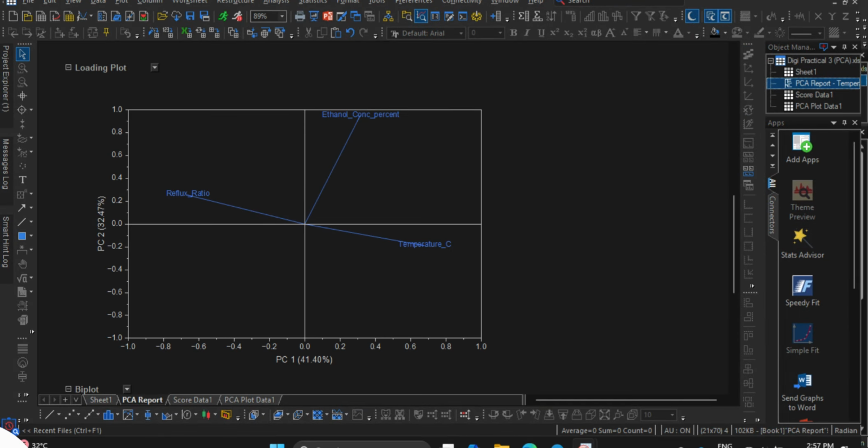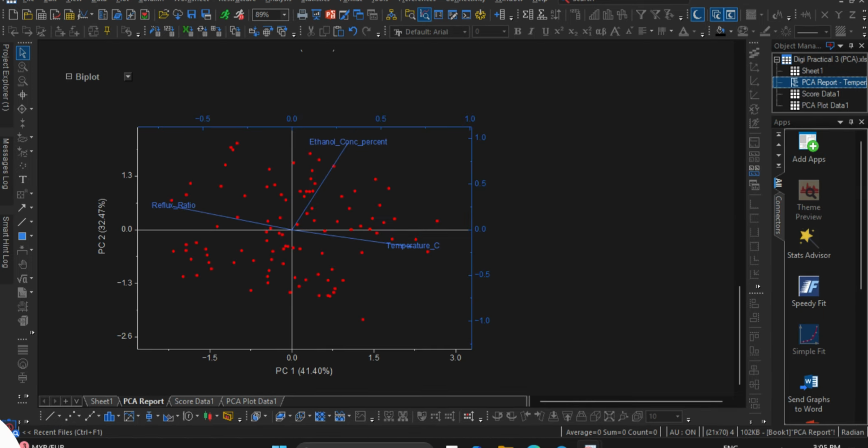The loading plot shows that temperature contributes most strongly to PC1, indicating that temperature is the main factor influencing process variability. Ethanol concentration contributes strongly to PC2, showing that it plays a major role in determining product purity. The reflux ratio has a smaller influence compared to the other variables.